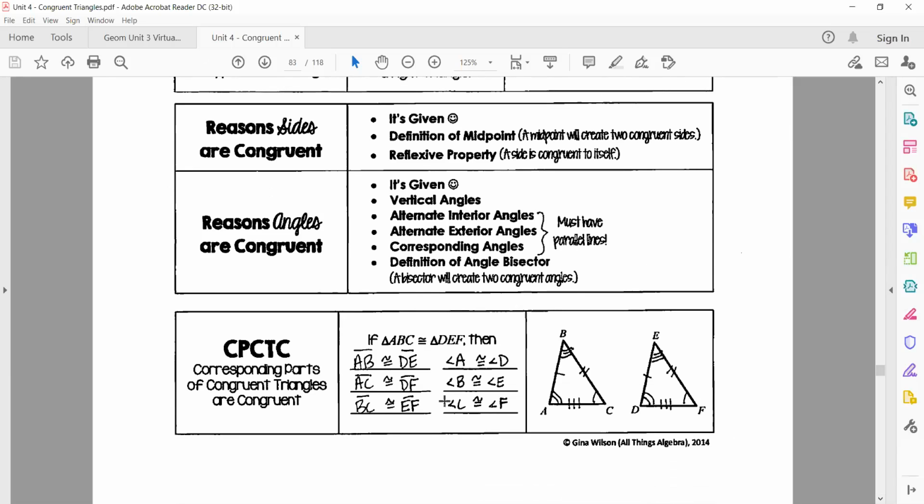Before I go on, does anybody have any questions about any of those reasons for sides or angles to be congruent?